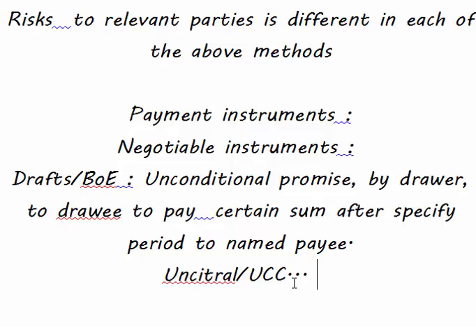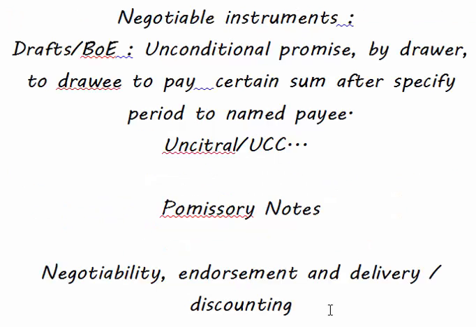And UNCITRAL and the Uniform Commercial Code in the US give a lot of protection to the parties who are holding these accepted bills of exchange or accepted drafts. In certain countries, there is a stamp duty applicable to drafts at the time of acceptance, and so there is a trend towards not using drafts to save the cost of stamp duty. But when you look at the advantages it offers, it is worth paying that cost.